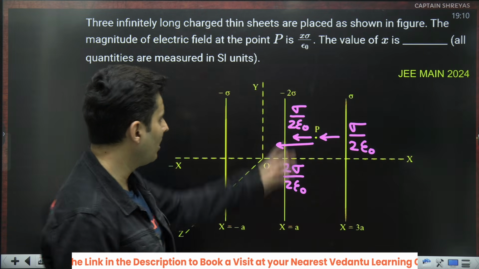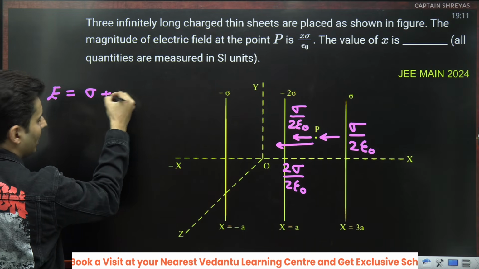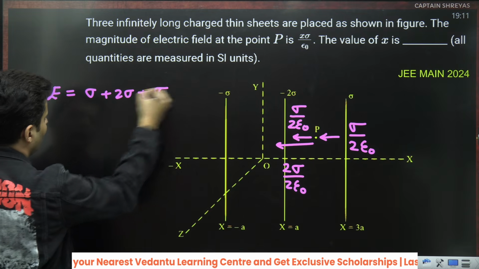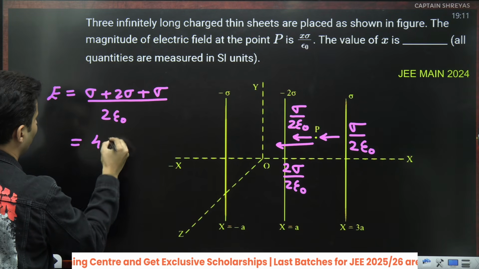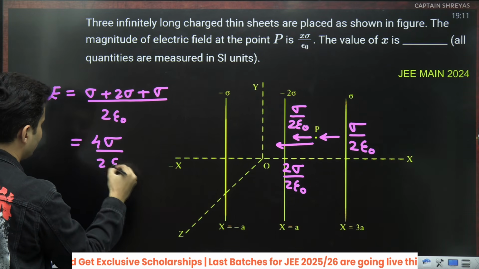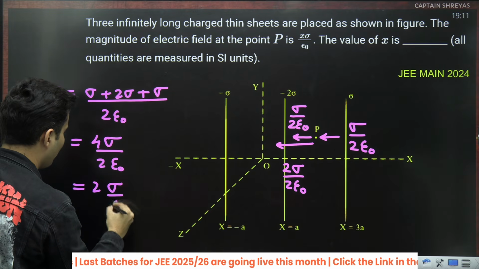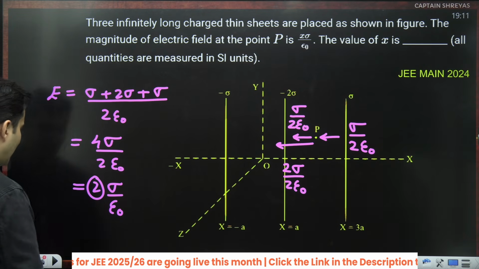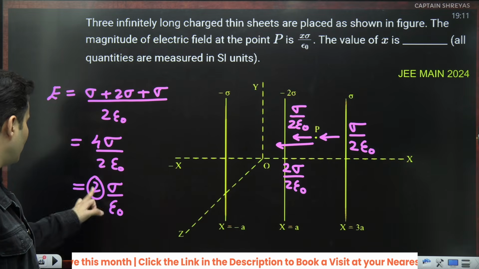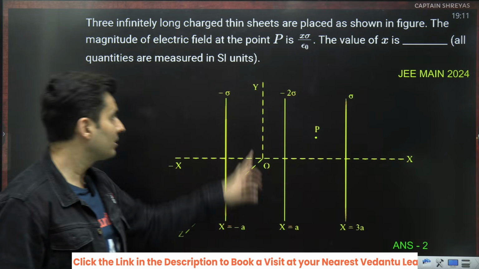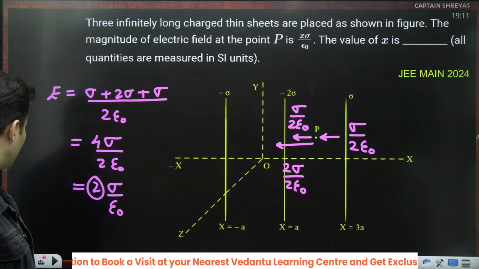Wow, a lot of sigmas over here. So add them up. The net field will be sigma plus 2 sigma plus sigma divided by 2 epsilon naught. So this will be 4 sigma by 2 epsilon naught. And what is there? X sigma. Okay, so this is 2 sigma by epsilon naught. So 2 is our answer, I believe. Yes, the answer is 2, like you can see over here. Perfect. X sigma by epsilon naught was asked to us.